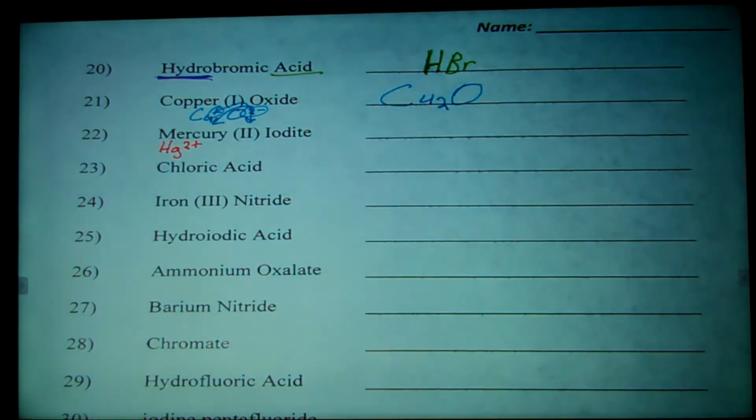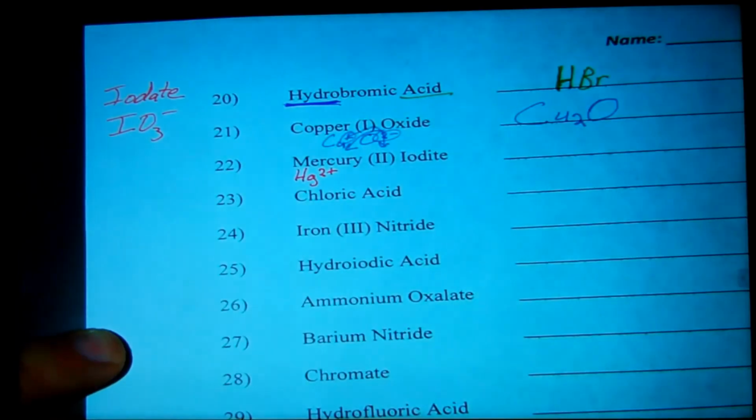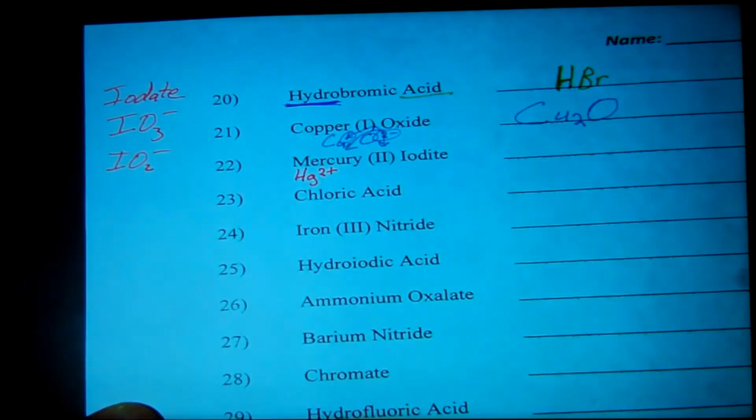Iodite. So in this, think back and remember your rules. We're dealing with iodite. The root would be iodate. Iodate is IO3 negative. Now, in this, you have to remember the rules. You've gone from iodate to iodite, which means one less oxygen. So iodite is IO2 negative.